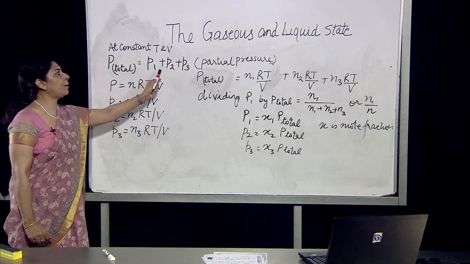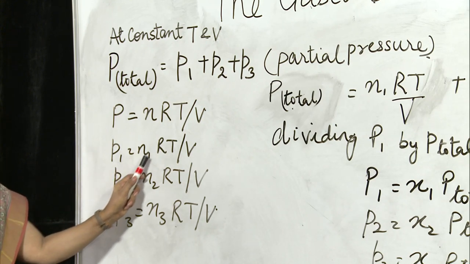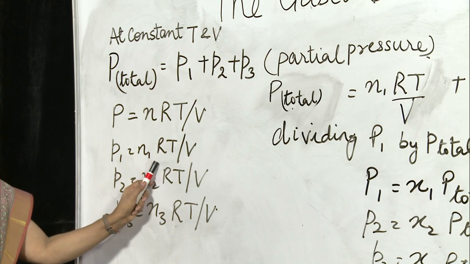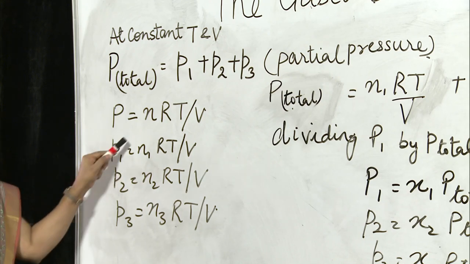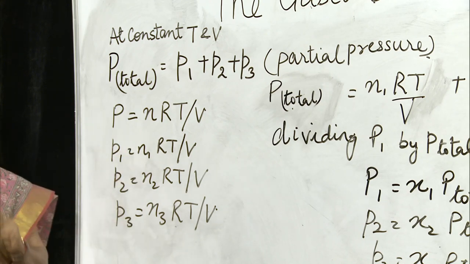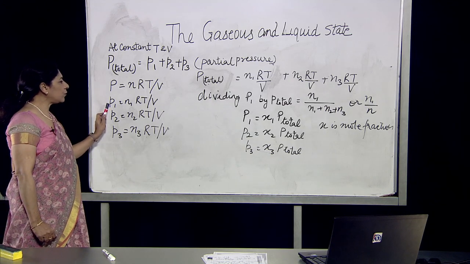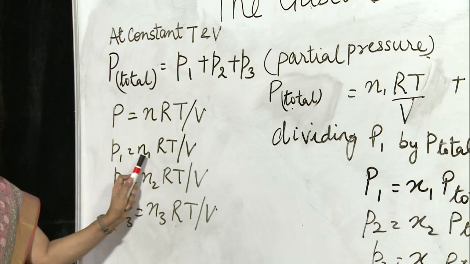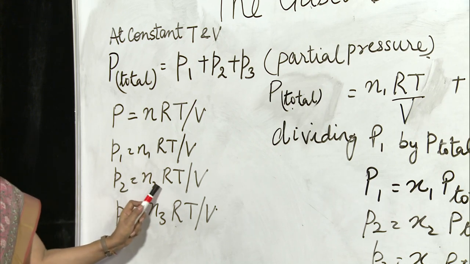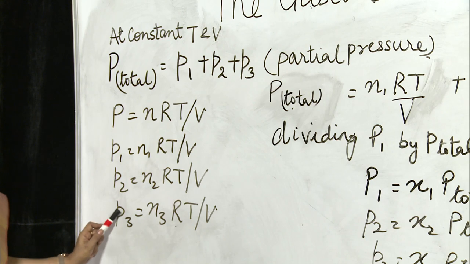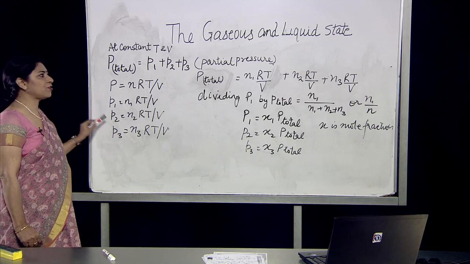Now let's take one by one for each. For P1, we can say n1RT upon V. Why are we not changing the rest? Because you know that this is a constant. We are changing only the number of moles. As you have seen in the picture, the number of moles were different. So for the first gas, P1 is equal to n1RT upon V. For the second gas, P2 is equal to n2RT upon V. And for the third gas, P3 is equal to n3RT upon V. These are the partial pressures.